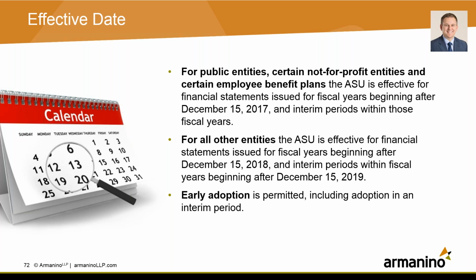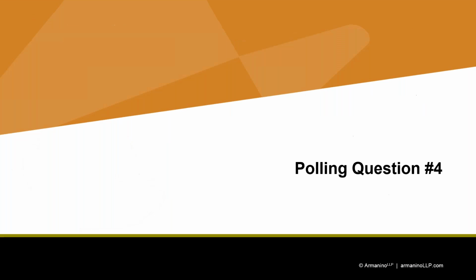So the effective dates are listed here. Again, this is for public entities and certain nonprofit entities and certain employee benefit plans. I've never come across a benefit plan that holds gift cards, so it's kind of odd to me. But this will be effective for periods beginning after December 15, 2017, and then all other entities December 15, 2018.